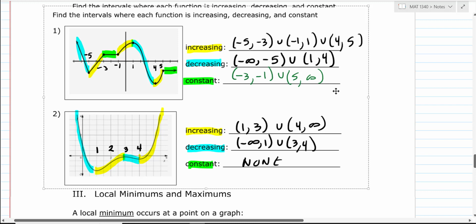It doesn't really matter what order you put those things in. Like number 1, you could have 4 to 5, -1 to 1, then -5 to -3. It's not wrong to do it that way, but develop the habit of doing things from left to right.